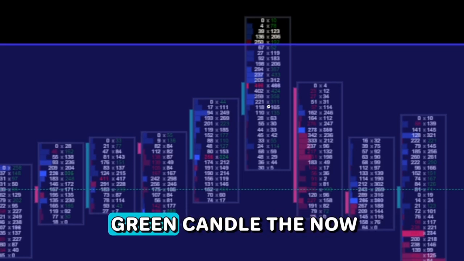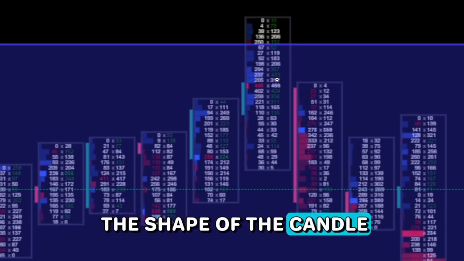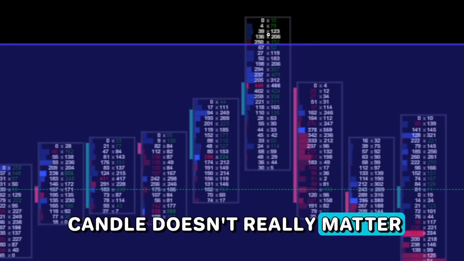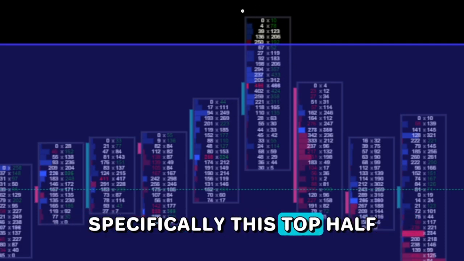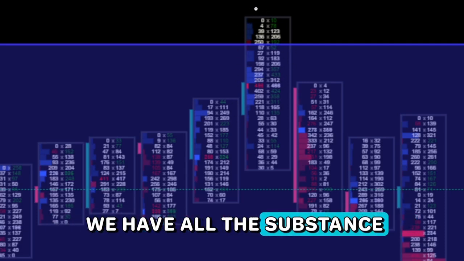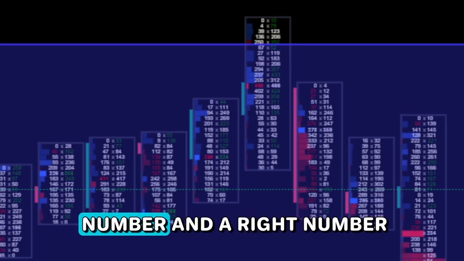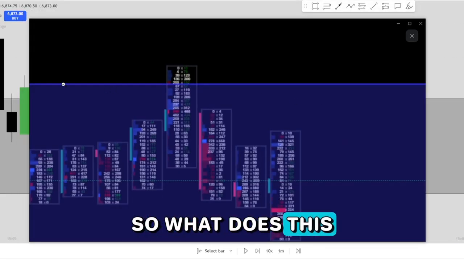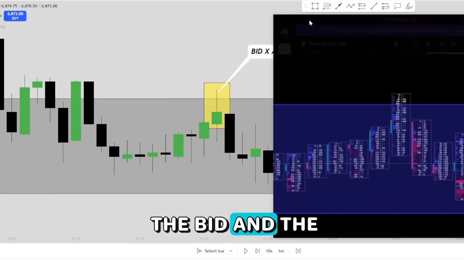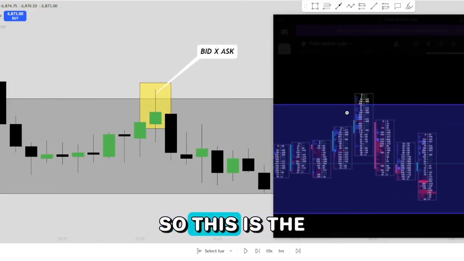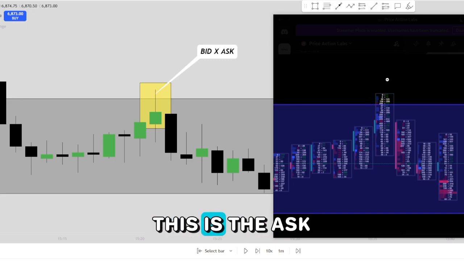So inside of this green candle, the shape of the candle, the type of the candle doesn't really matter. You want to focus on the substance inside the candle, specifically this top half, because this is where we have all the substance. So what we see here is a left number and a right number. What does this left number and right number tell us? It tells us the bid and the ask respectively, right? So this is the bid on the left hand side, this is the ask.